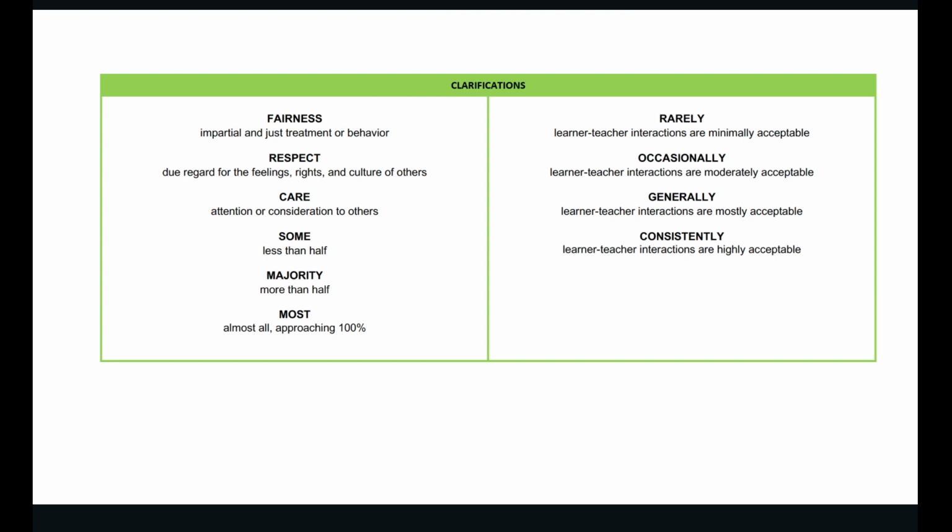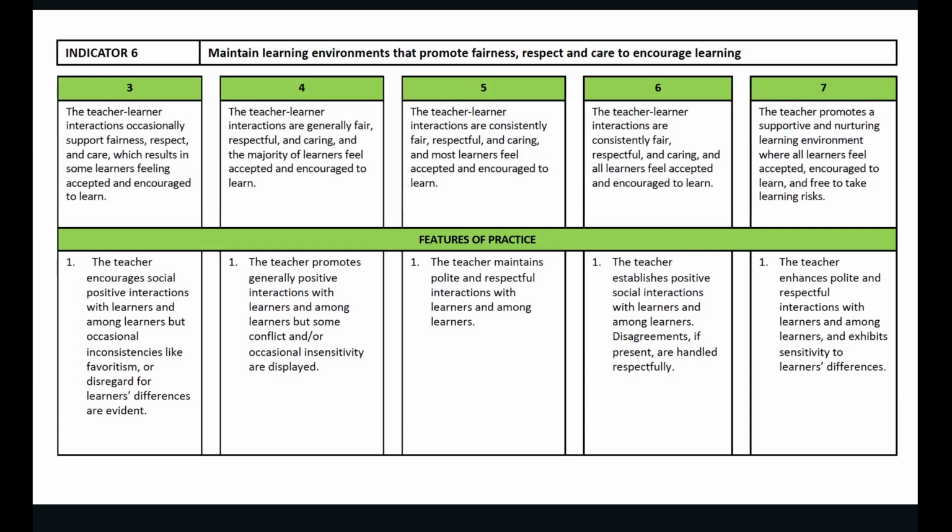So how do we achieve the highest level? Let's try to see the transition from the score of 3 to 7. As you can see here, 3 is the lowest. The teacher-learner interactions occasionally support fairness, respect, and care, which results in some of the learners feeling accepted and encouraged to learn. The word occasionally here means that the learner-teacher interactions are moderately acceptable. So there are some, less than 50% of them, who feel that they are accepted and encouraged, but the other half may not feel that way.